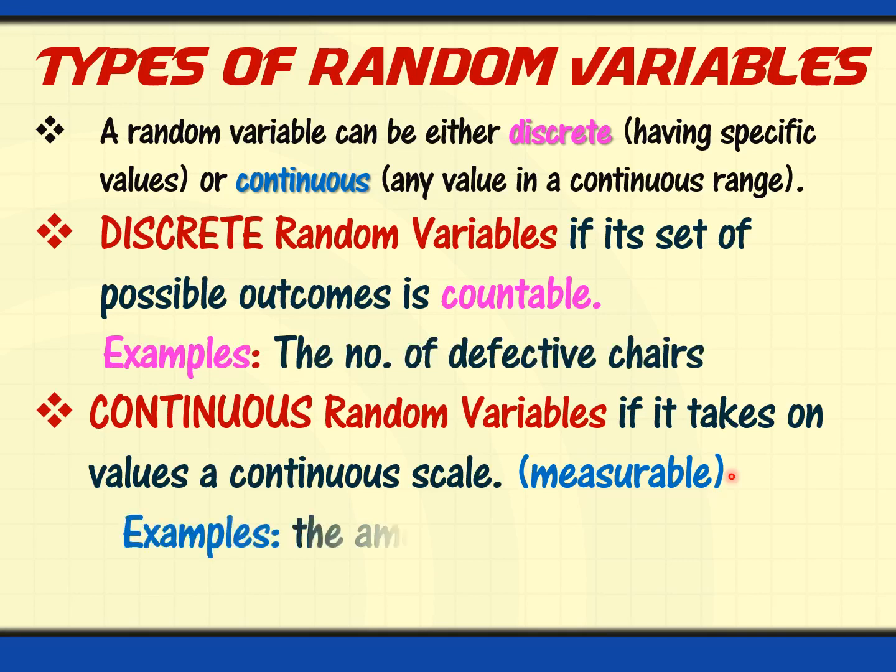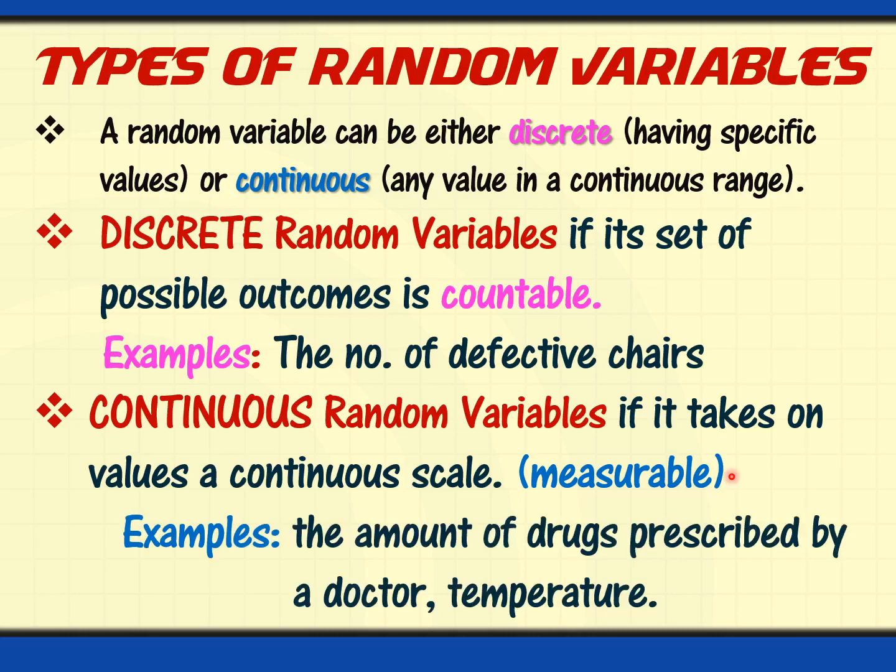Now, for continuous, we can have the amount of drugs prescribed by a doctor, which can be measured by grams or milligrams. Or we have temperature. You can have degrees Celsius or Kelvin or degrees Fahrenheit. Another is the distance, height, and weight. So those are continuous random variables. So you have to use measuring devices, and here in discrete, you just use your fingers to count it. Is that clear? Okay.